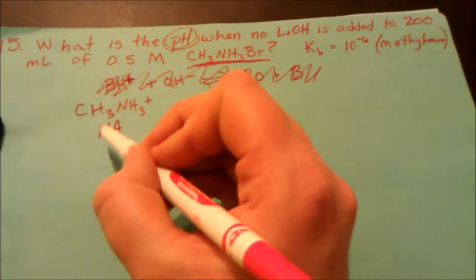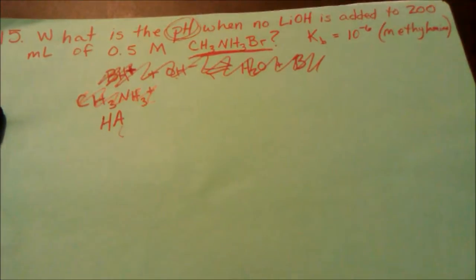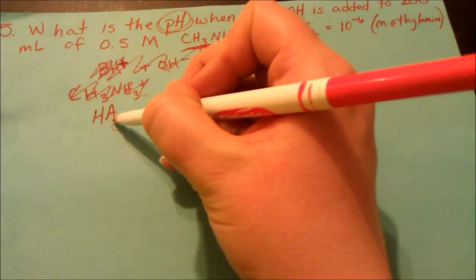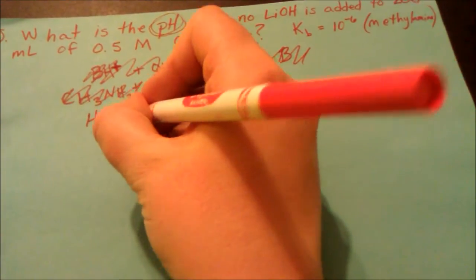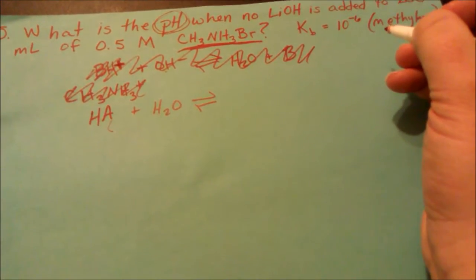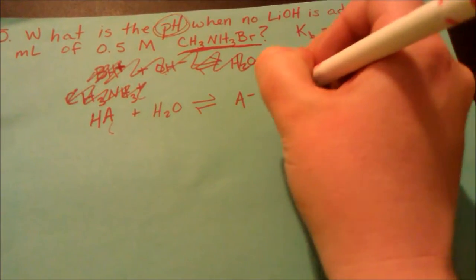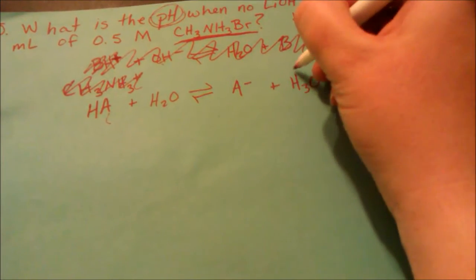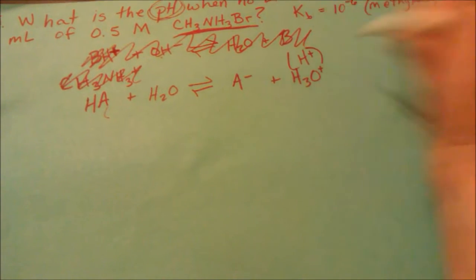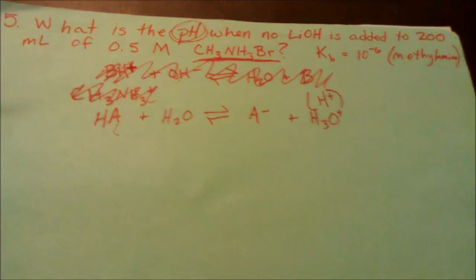So I'm going to start by calling this HA and ignoring all this messy junk. This is just HA. It's my acid with a proton stuck to it. And I know that in water, HA is going to dissociate to some extent, and it's going to form the conjugate base A minus and H3O plus, which is the same thing as H plus. Same thing, for the purposes of our math anyway.